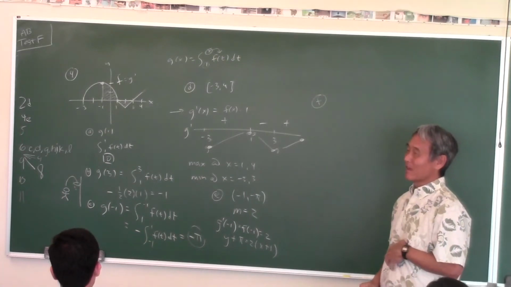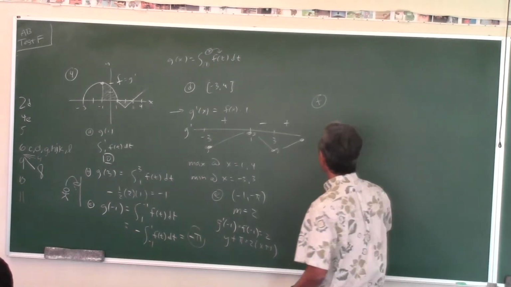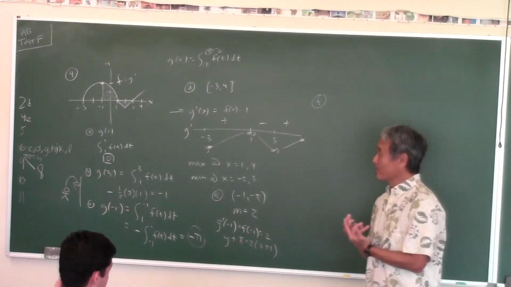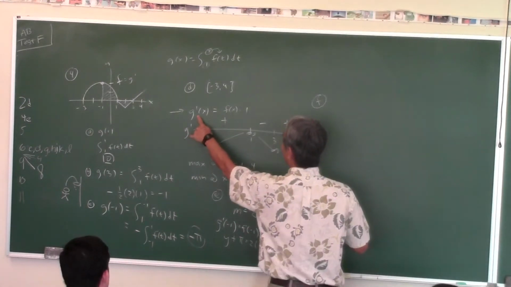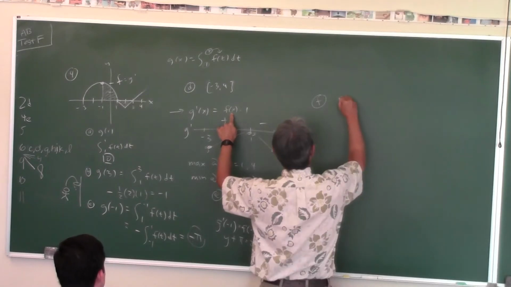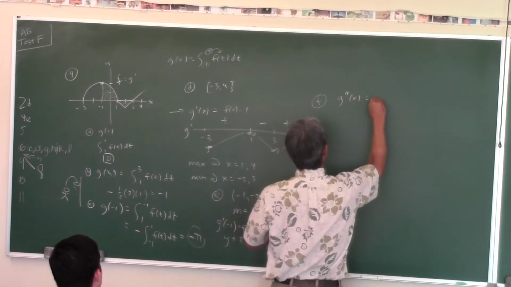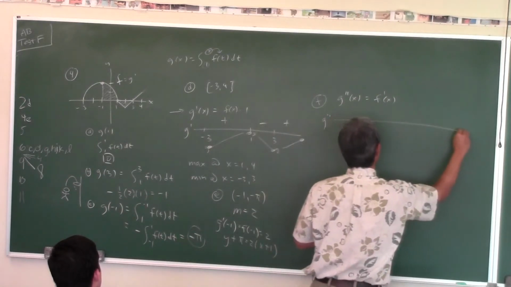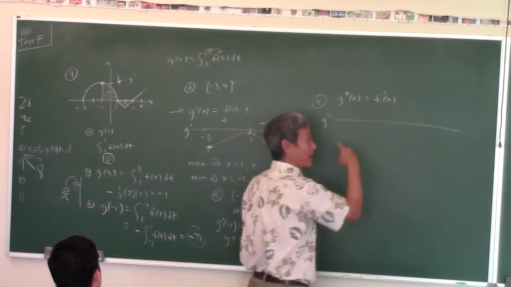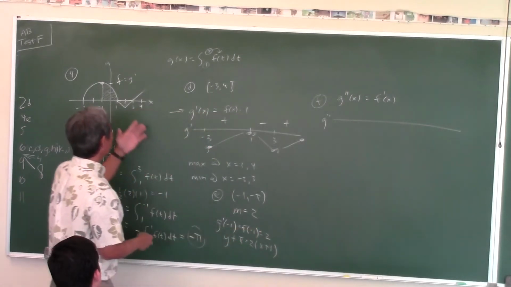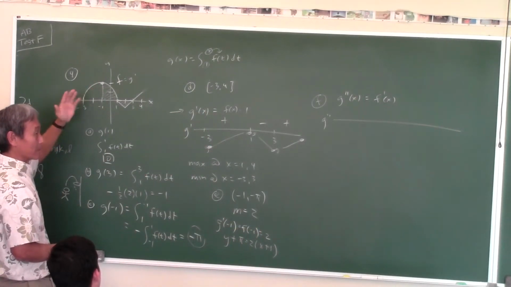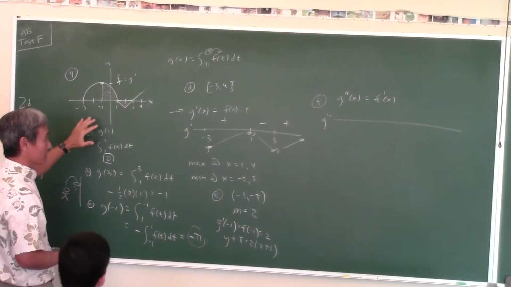Find all values of x where you have a point of inflection. Now, how do you find a point of inflection? Second derivative and make a number line. So, if g prime is equal to f, what is g double prime equal to? f prime. So, if I'm going to make a number line for g prime, I have to make a number line for f prime. Well, this is the graph of f. What is f prime? The derivative or the slope of this graph.